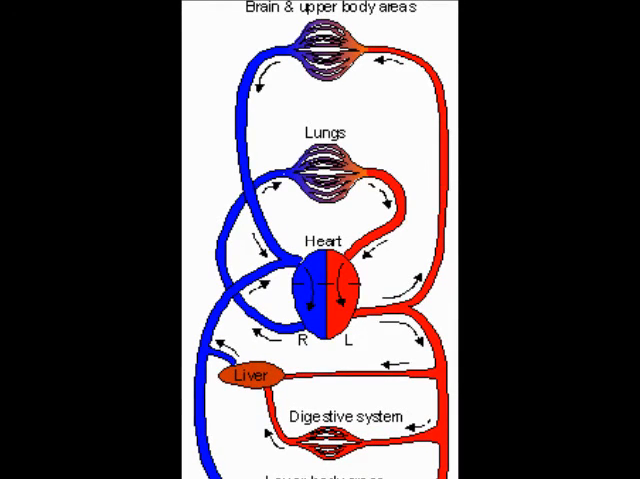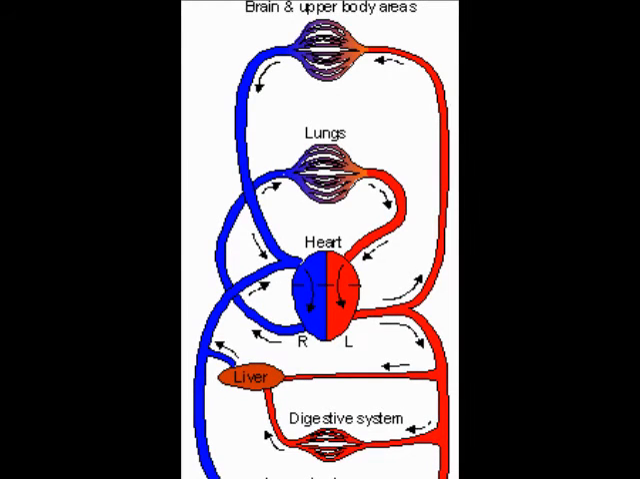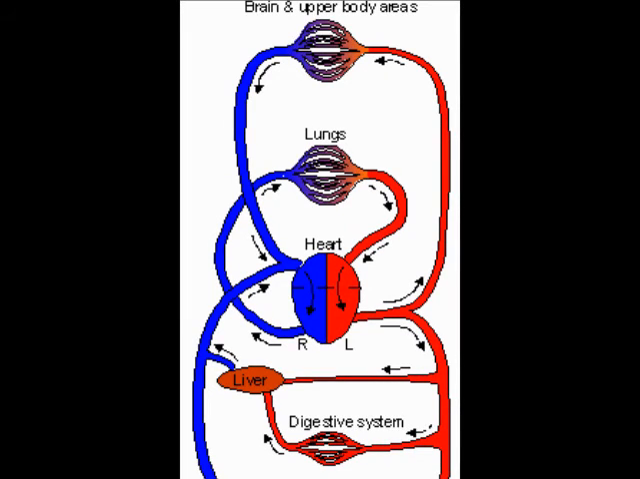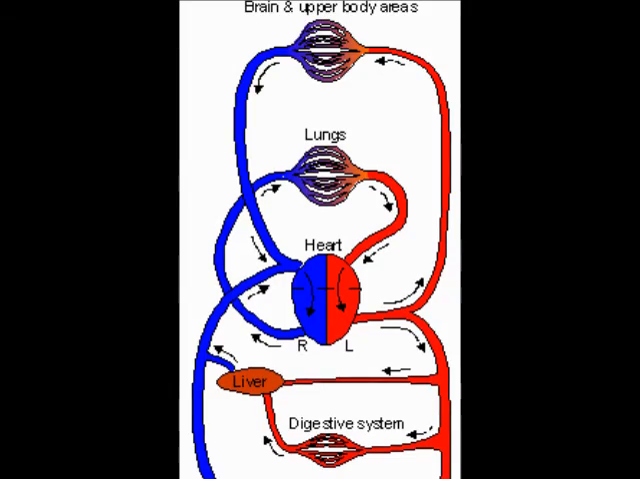Oxygen moves out of the blood and into the body cells. At the same time, carbon dioxide passes from the body cells into the blood. This blood, which is low in oxygen, then flows back to the right atrium of the heart through veins, completing the second loop, and we start all over again.